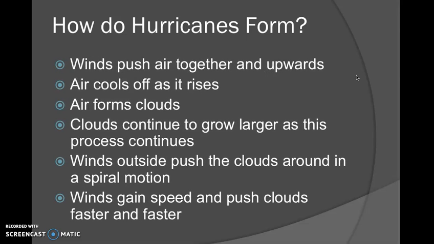So winds coming from opposite directions, like we just saw, push air together and upwards, and the air cools off as it rises. And since the air is humid, it contains a lot of water, and the air forms clouds. So the clouds get larger and larger as this process continues, and the winds outside push the clouds around in a spiraling motion because they're coming from different directions. So the winds gain speed and push the clouds faster and faster, which makes the spinning motion even more quick.